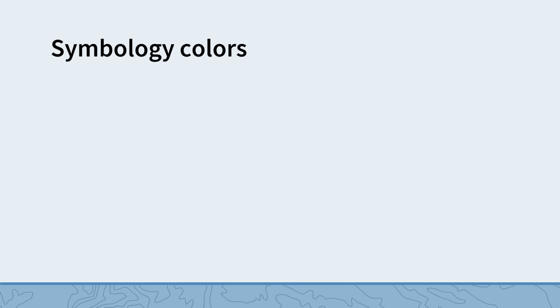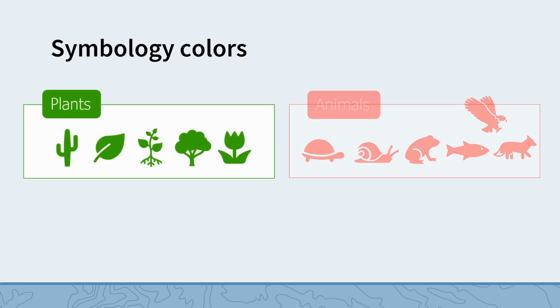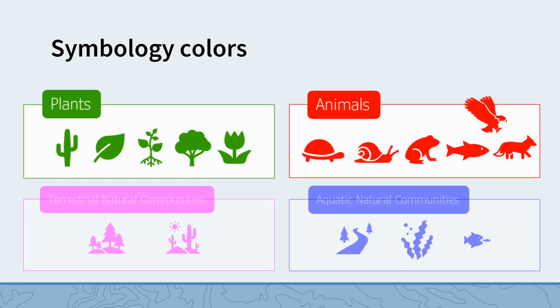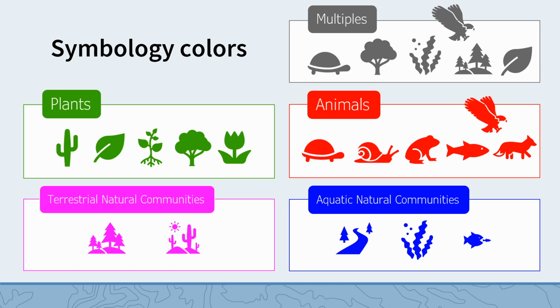Apart from different accuracy classes, we also use various symbology colors. Green represents plant occurrences, red represents animals, blue and purple are used for aquatic and terrestrial communities. Finally, gray is used for multiples. If you see a gray occurrence, that means multiple elements are mapped on top of one another at that same location.